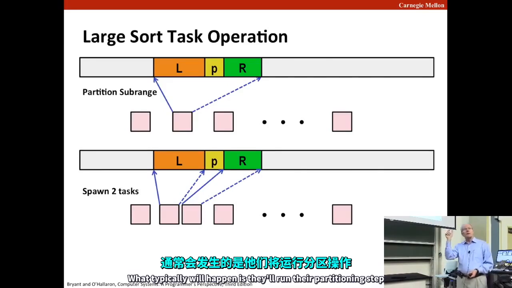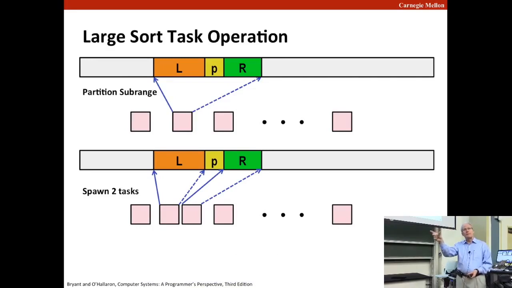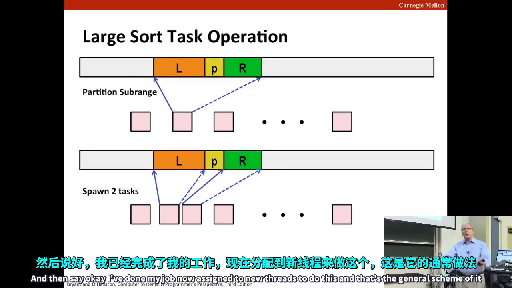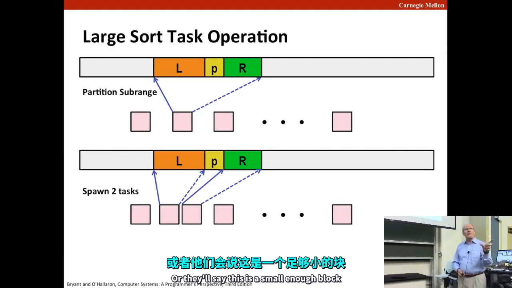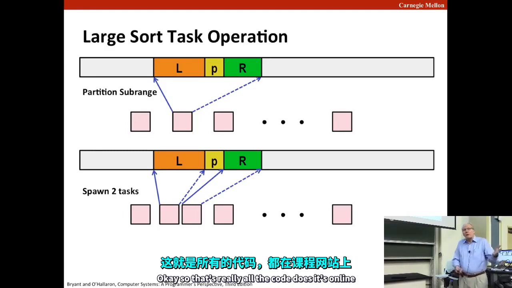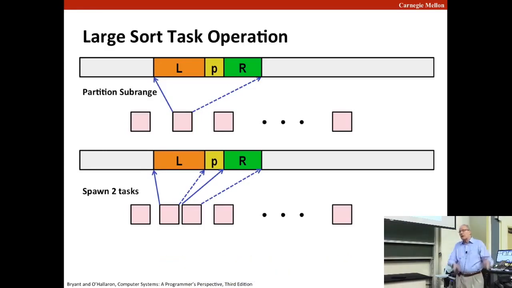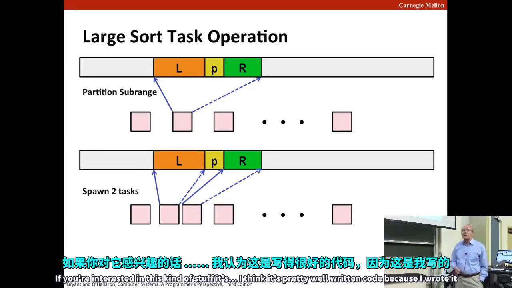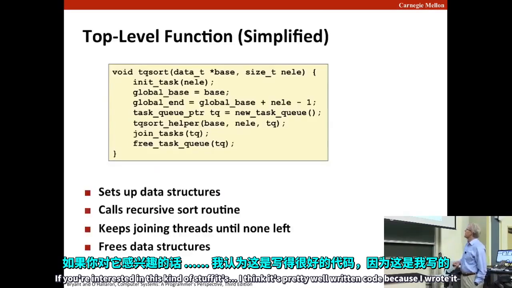What typically will happen is they'll run their partitioning step and then say, OK, I've done my job. Now assign two new threads to do this. And that's the general scheme of it. Or they'll say, this is a small enough block, I'm just going to sort the darn thing. OK? So that's really all the code does. It's online. If you're interested in this kind of stuff, I think it's pretty well-written code because I wrote it.